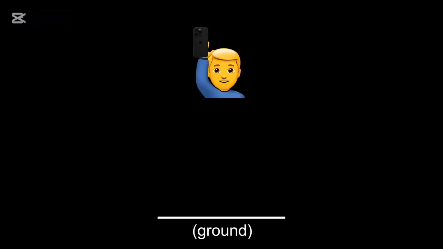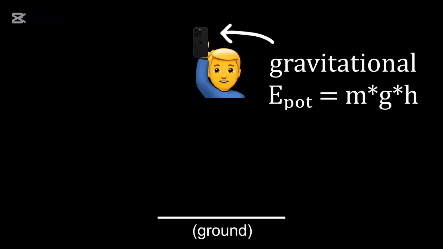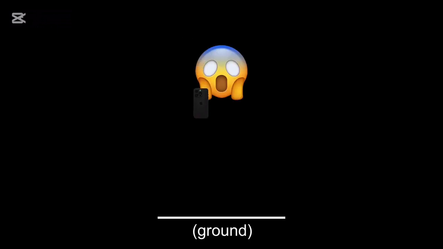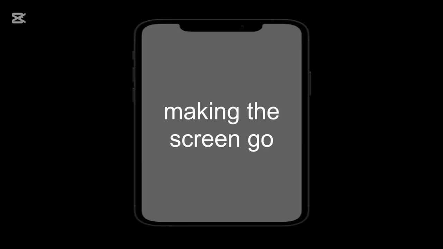For example, when you held your phone, it stored gravitational potential energy due to being held above the ground at a certain height. Once you dropped it, that potential energy was converted into kinetic energy as the phone fell. Then it smashed into the ground, and the phone absorbed some of the energy, making the screen go boom.